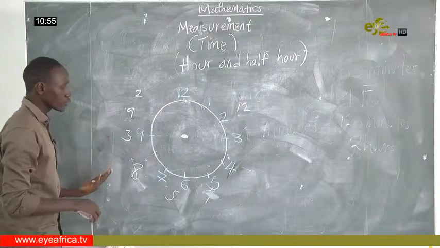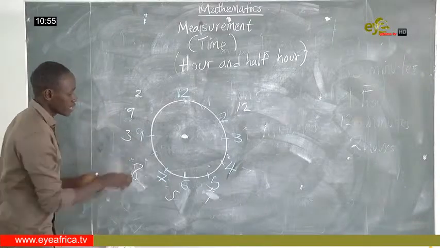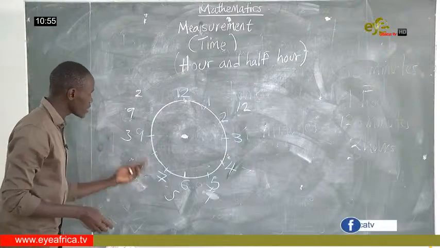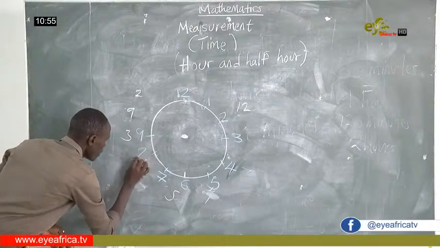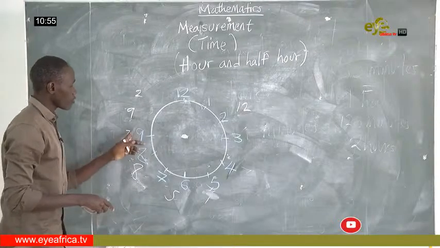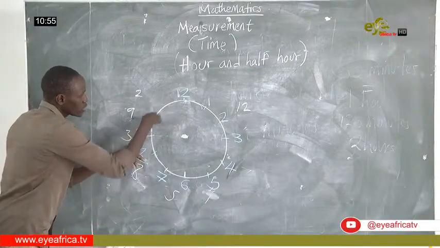Then we can continue counting. From 7 to 9, there is a number that we have between. We know that the number that we have between 7 to 9 is number 8. Now, there is also a space that we need to fill here.